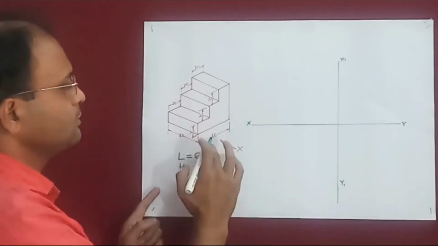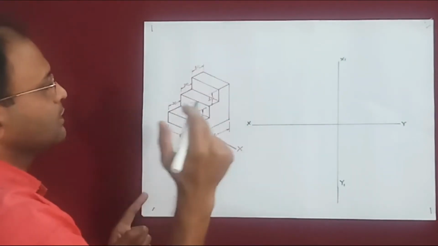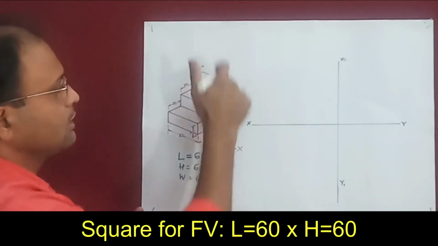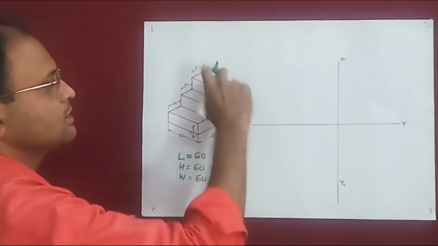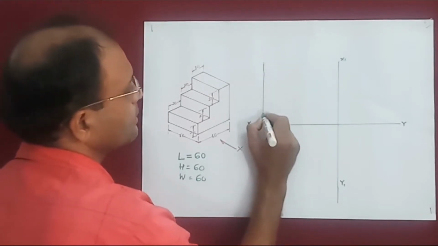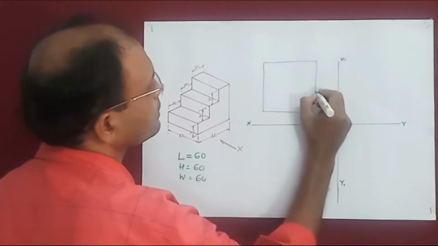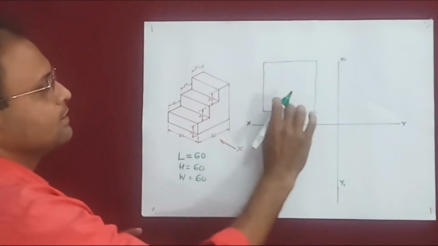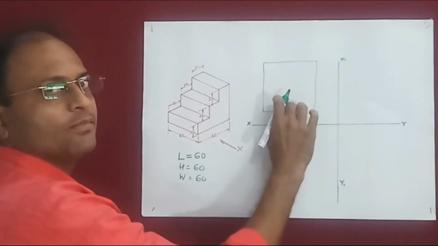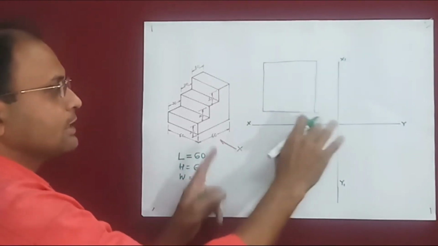Now in the front view, which dimensions will be seen? The length of the object and the height of the object will be seen. So in the front view we have to draw a rectangle, rather in this case it will be a square because it will be 60 by 60. So this is the rectangle for the front view. Then, as I discussed in the previous session, we keep a distance of around 20 mm for the purpose of dimensioning. Again, below xy also keep a distance of 20 mm and draw the rectangle for the top view.